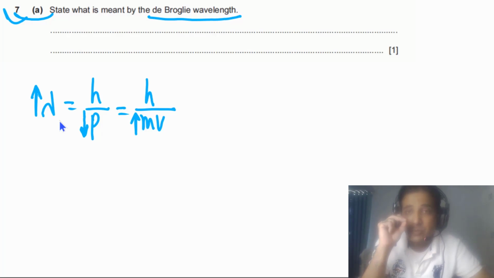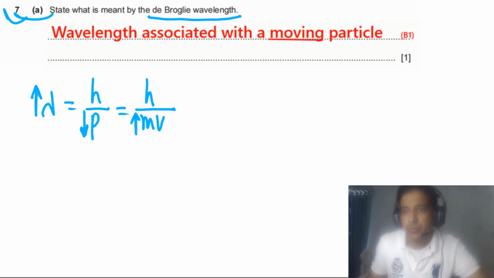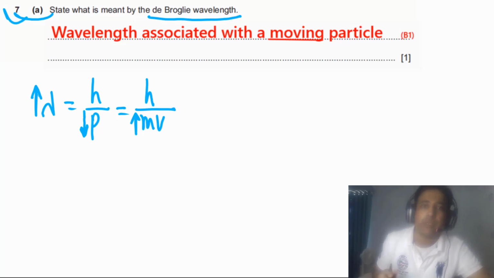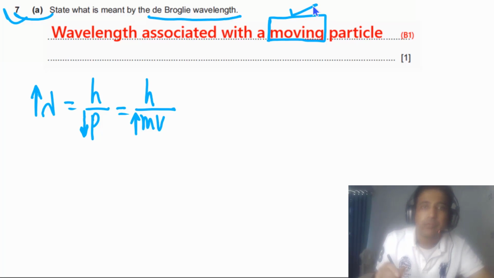But the mass of an electron is very small, and the electron can be detected by different experiments like electron diffraction. We can observe that electrons behave as a wave. So simply we can say: wavelength associated with moving particles. If you write this in your answer you will get 1 mark, and this is the B mark. In your answer you have to write moving particle, because if v is 0, lambda will be equal to 0. So you have to mention moving particle.